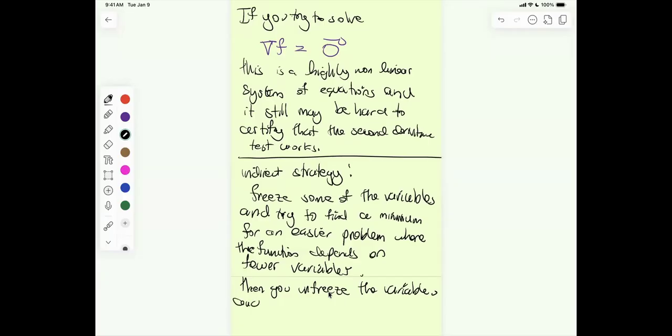And then again, I'll be more precise about this next time. But I still want to do this in a way that's slightly more general. So let's see.